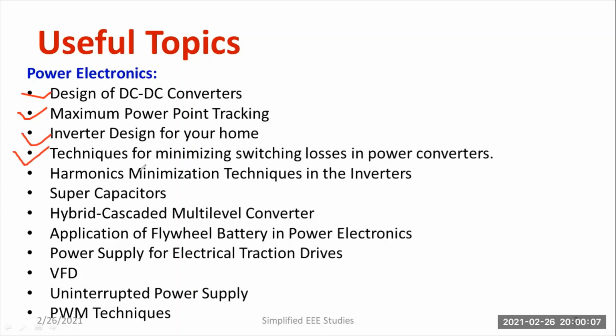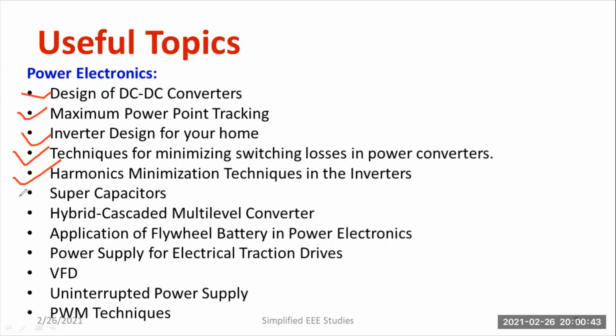Similarly, you can take techniques of minimizing switching losses in power converters. There are different types of topologies available to minimize switching losses. If you reduce the switching losses, overall efficiency will be enhanced. Then harmonic minimization techniques in inverters. There are different methodologies. Instead of using a single pulse, you can go for multiple pulse width modulation. Moreover, you can go for sinusoidal pulse width modulation. There are many more techniques available. You can look into that. Similarly, by connecting different transformers, you can minimize the harmonics.